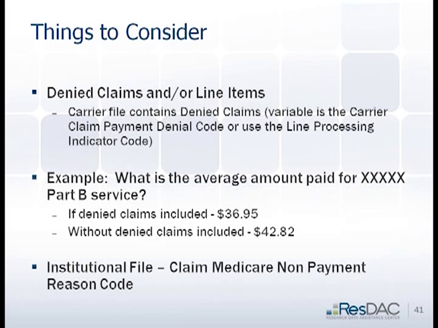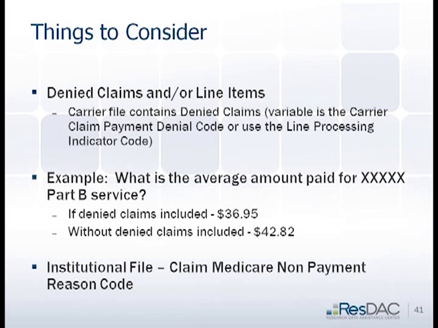An example of why this is important: if we wanted to know the average amount for a particular HCPCS code in the carrier file, and I just take the claim payment amount and calculate the mean, and I include all line items, it's going to come out to $36.95.